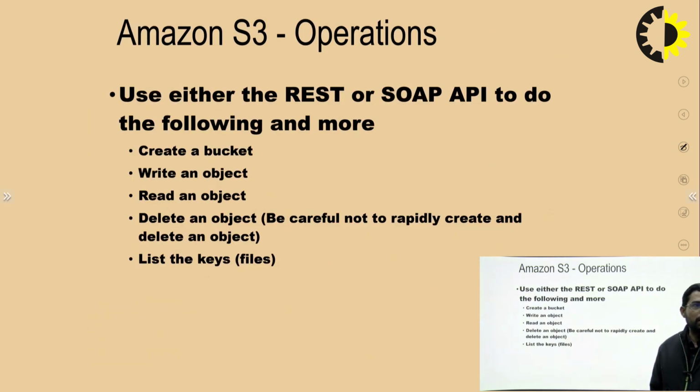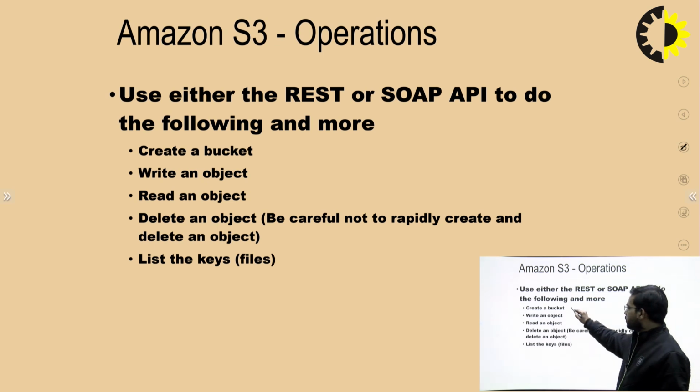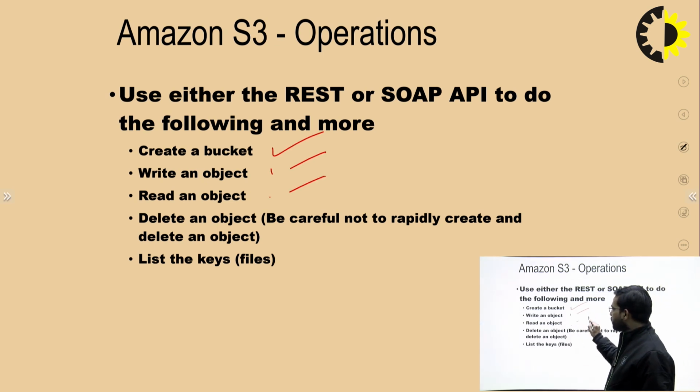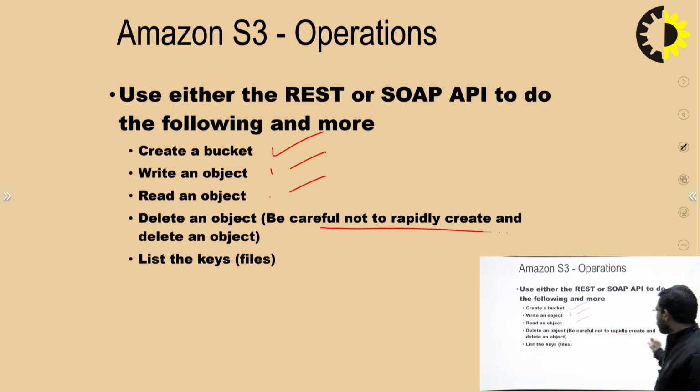Use either the REST or SOAP API to do the following and more, that is, for operation purposes. First is create a bucket with your bucket name, write an object, read an object, and delete an object. Be careful not to rapidly create and delete objects, and to find out the file names, like the keys. So we have identified these values, and we can use those operations of S3.